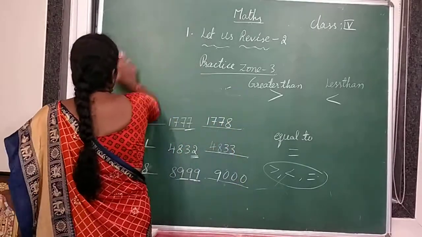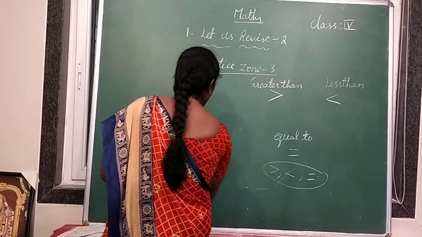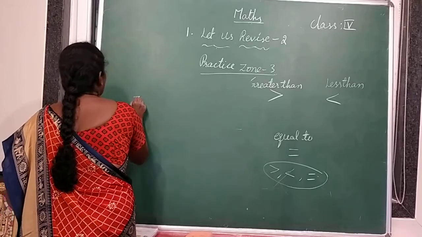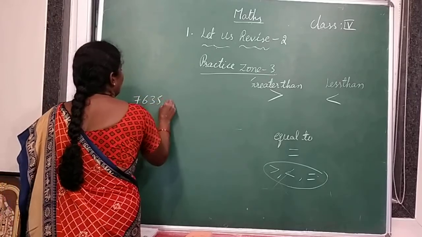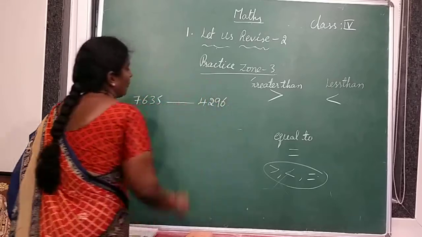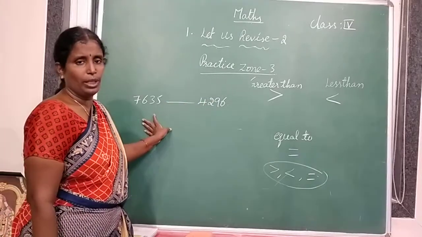So when should we use the greater than symbol? Comparing means at least 2 numbers will be there. For example, 7635 and 4296. Here 2 numbers are there. I am going to compare these 2 numbers.